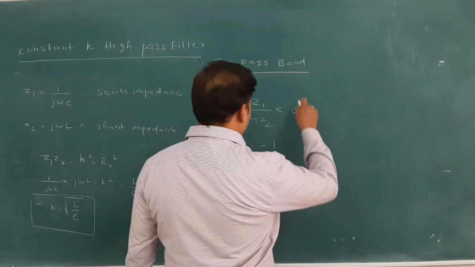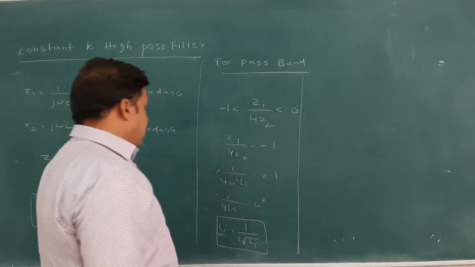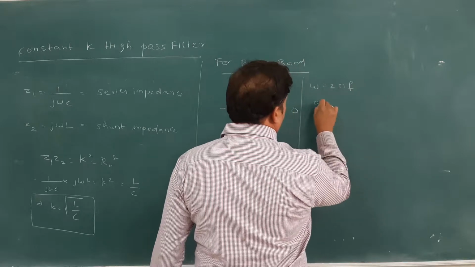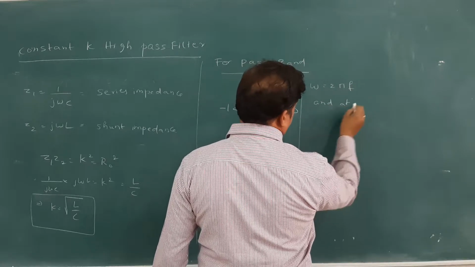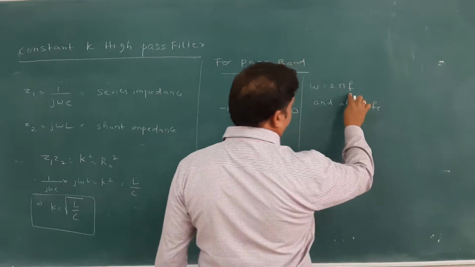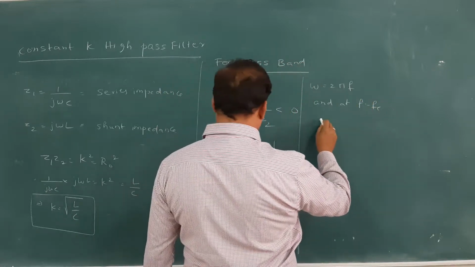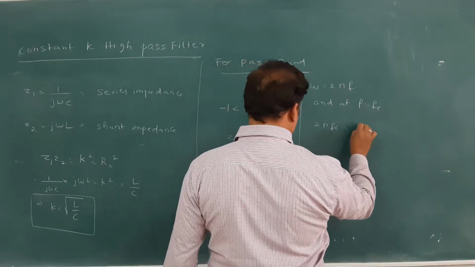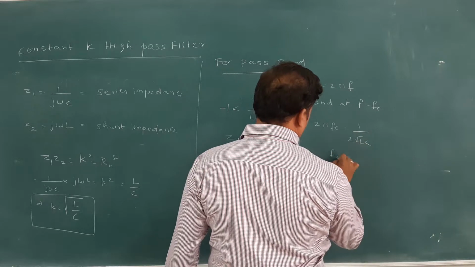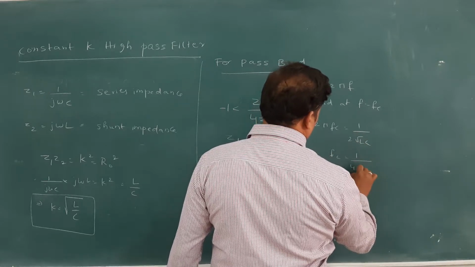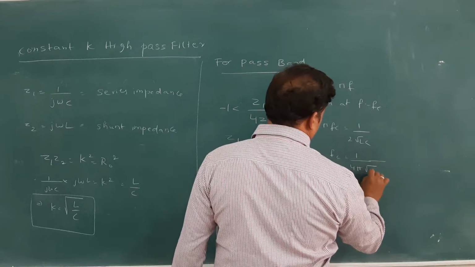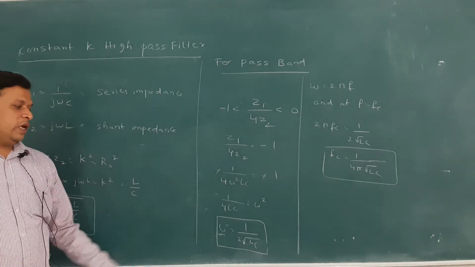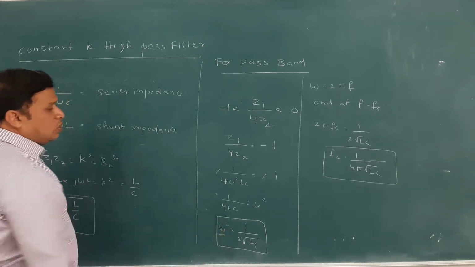Now we know that omega is equal to 1 by 2 root LC, and omega is equal to 2 pi f, and at f equal to fc, if we treat this f as fc, then omega is equal to 2 pi fc. So 2 pi fc is equal to 1 by 2 root LC. Therefore, fc is equal to 1 by 4 pi root LC. This is another formula for fc. Omega is 1 by 2 root LC and fc is equal to 1 by 4 pi root LC.